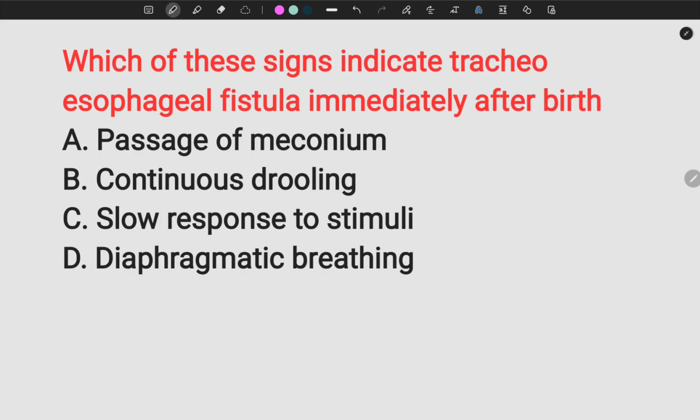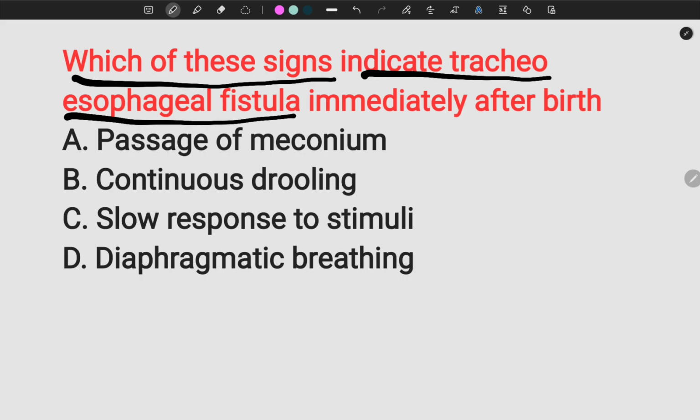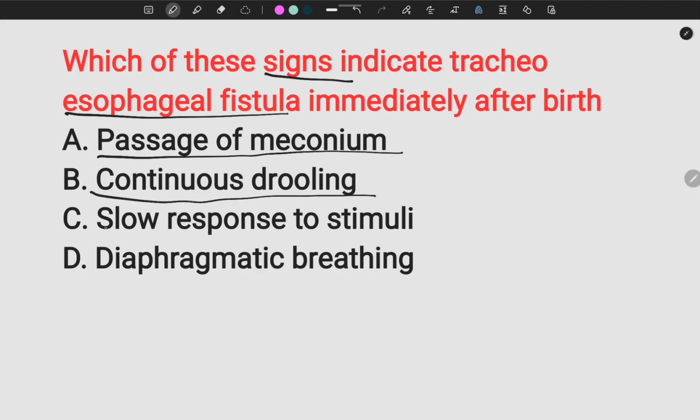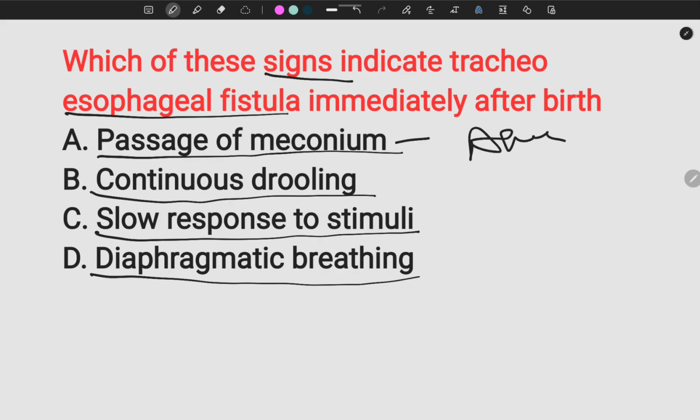So the first question is, which of these signs indicate tracheoesophageal fistula immediately after birth? So after birth of the baby, which sign can indicate tracheoesophageal fistula? Options are passage of meconium, continuous drooling, slow response to stimuli, diaphragmatic breathing. Passage of meconium will come from the anus. So is it the sign of tracheoesophageal fistula? No.